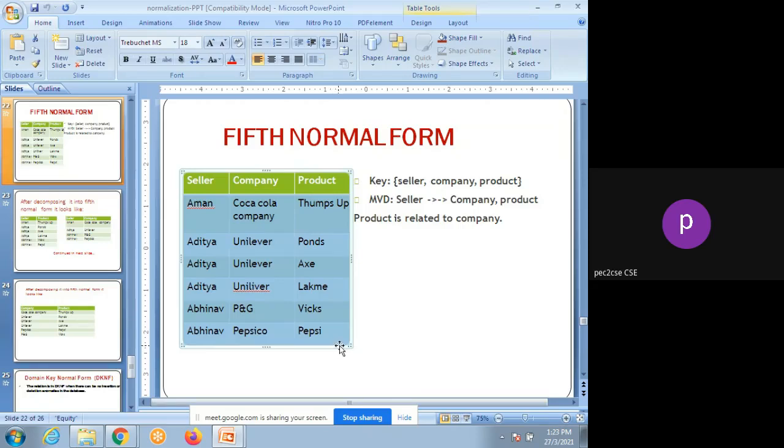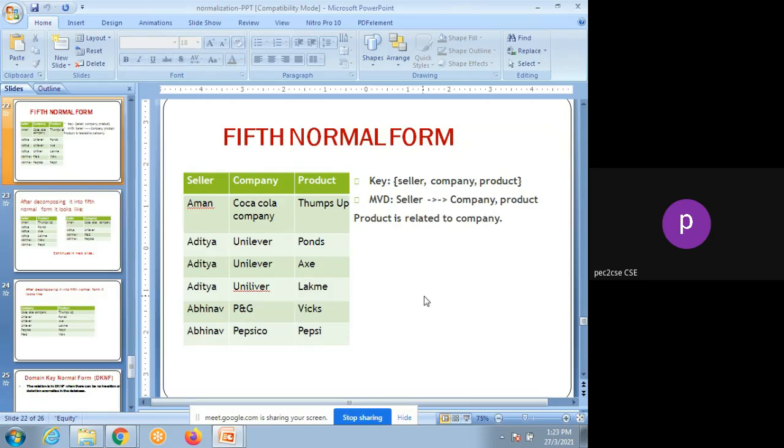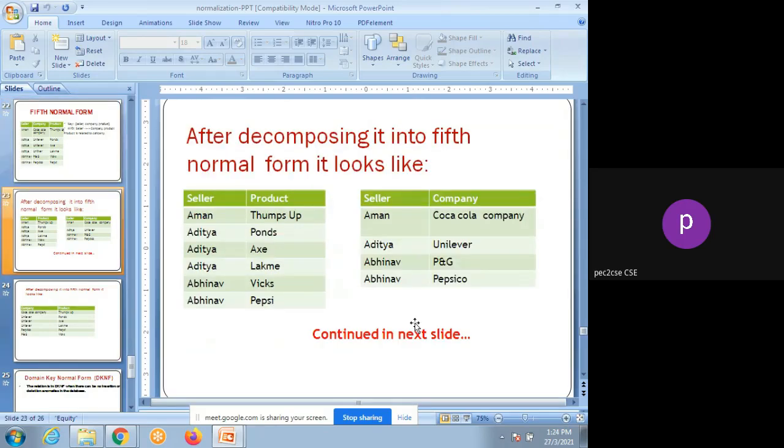Okay, no new records. So for that sake, here they are going to create three tables. The first table contains seller and company. Another table contains seller and product. And the third table contains company and product.